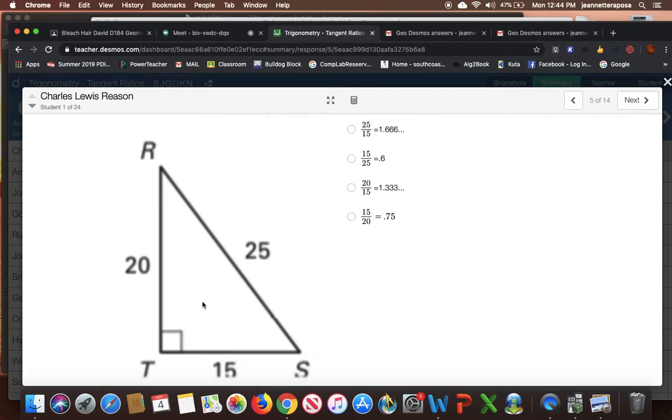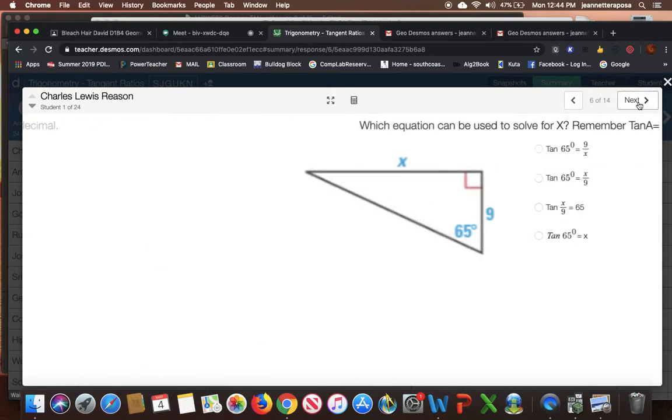So let's take a look at the tangent ratio for angle R. For angle R, this side is now the opposite of angle R, and this one is adjacent to angle R. So we turn that ratio for angle S upside down. It'll be 15 over 20, so 0.75 or 3/4 when you reduce it. Okay, let's take a look at the next one.